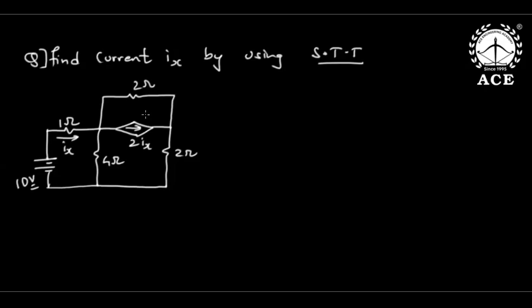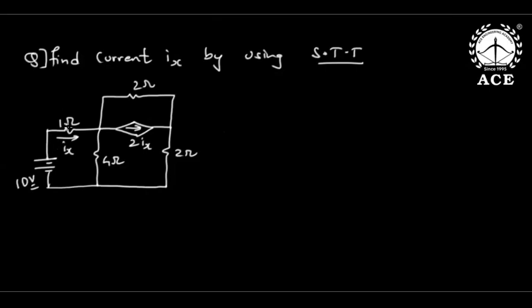Now see, let me do this problem. Find current Ix by using source transformation technique. This time current Ix is the current flowing through the 1 ohm branch. So I cannot do source transformation to this branch. I know there is a voltage source in series with resistance, and if I want, I can convert it into a current source in parallel with resistance. But I cannot do it here because that is the target.